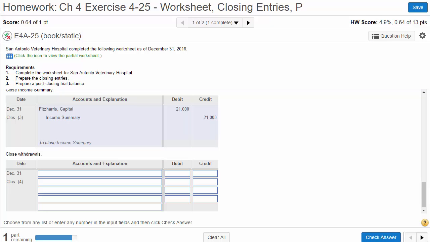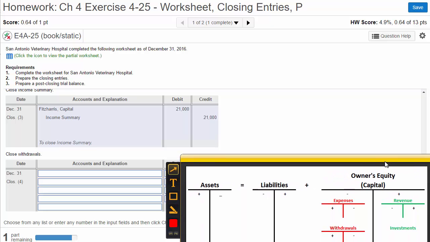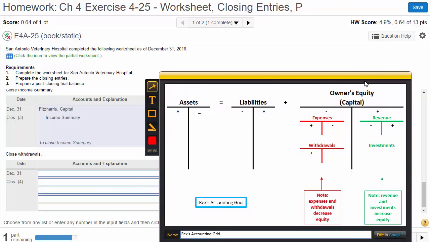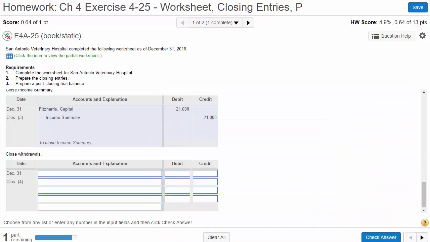Of course, if you have trouble remembering all the pluses and minuses, you should be using your note card, which would look like this, showing the pluses and minuses, and then notice here's our minus on capital. So that's how we know that capital goes down on the left side. Okay, and now we need to close withdrawals.